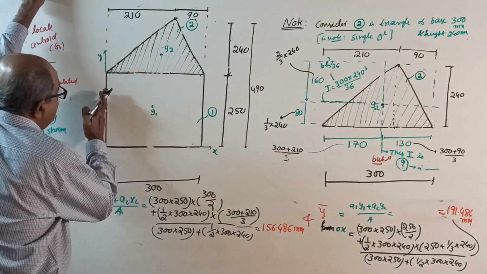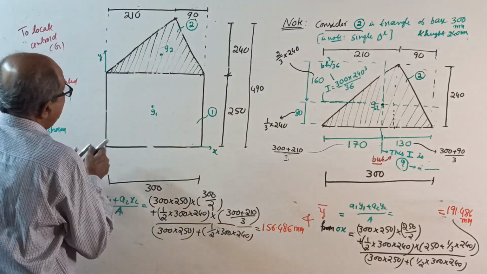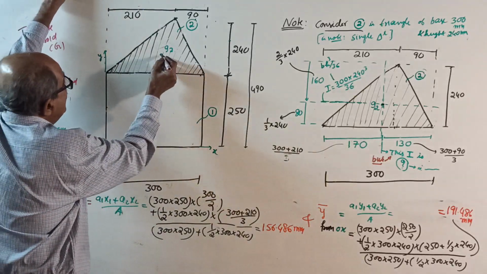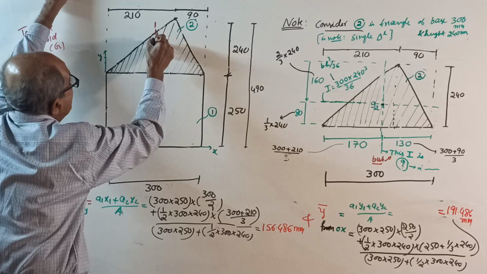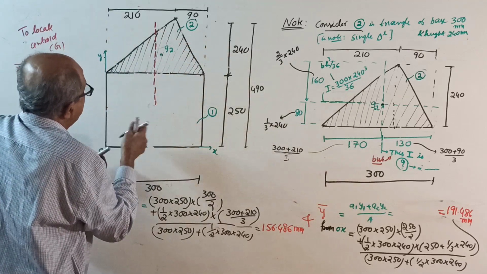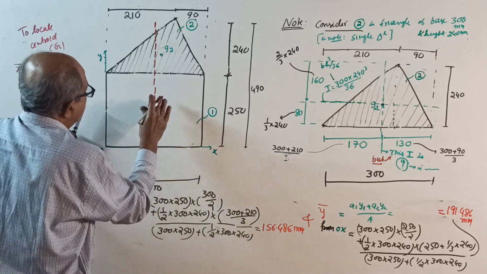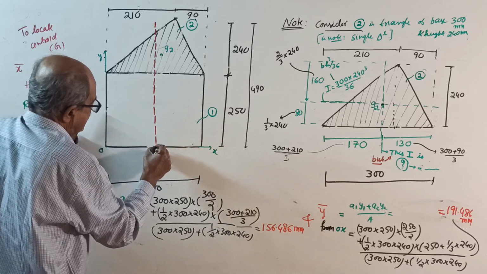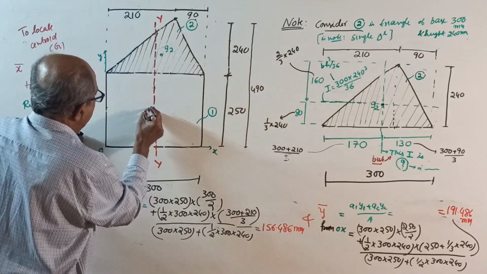See, from here X bar is 156.486. Here to here is 150, so little more. But here to here is 170. So it is somewhere here. See, exact scale is not possible. Okay, I will shift G1 slightly this side. G1 comes this side, little out of scale. Okay, no problem. This is your YY axis. G1 is slightly this side.